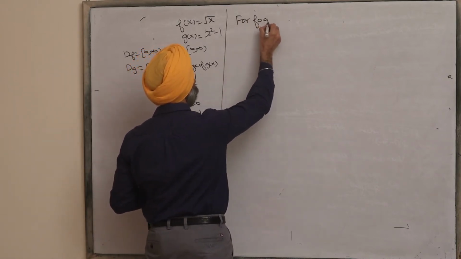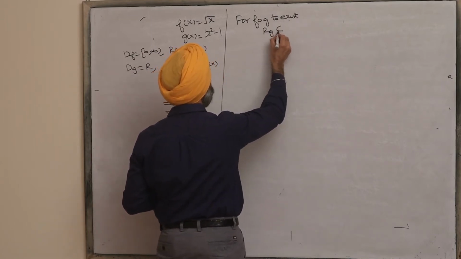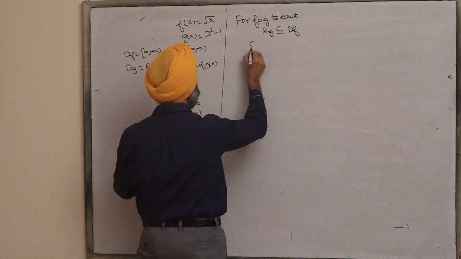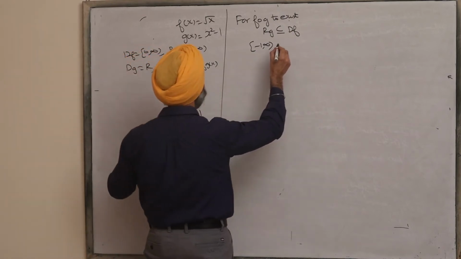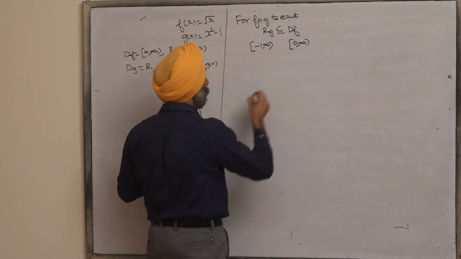So for f of g to exist, range of g should be a subset of domain of f. What is range of g? It is minus 1 to infinity. Now what is domain of f? It is 0 to infinity.